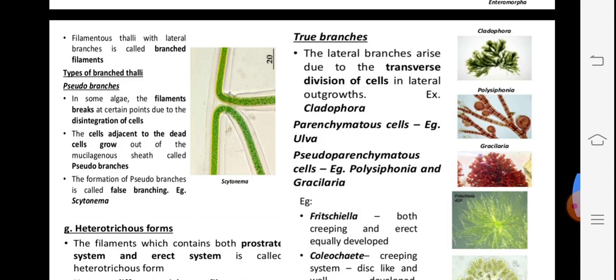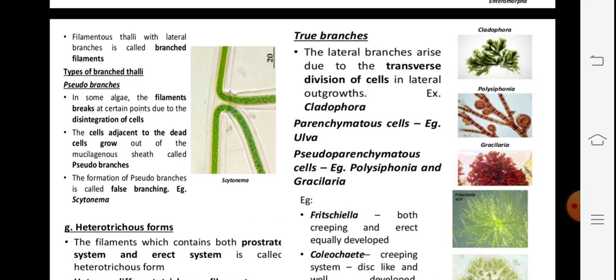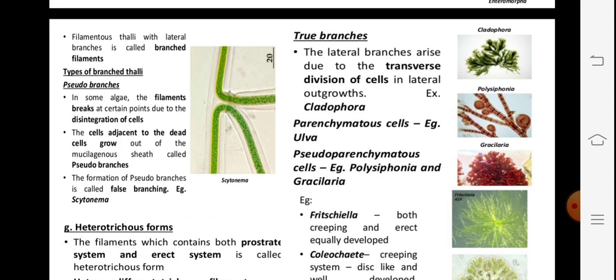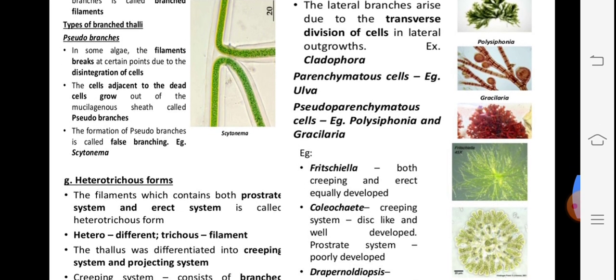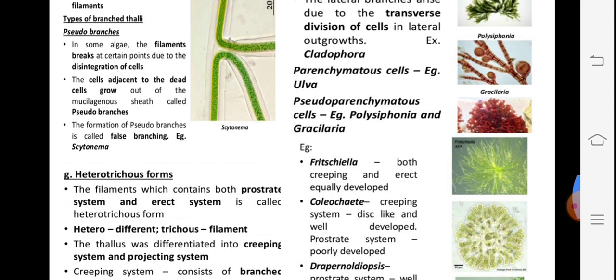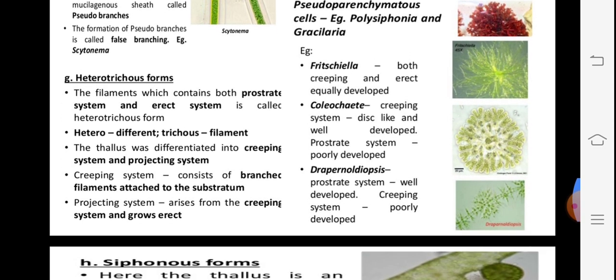Here on the right hand you see Cladophora. It shows transverse division of the cells, and so lateral branches are developed. Then parenchymatous cells are present in Ulva. Then pseudoparenchyma in Polysiphonia and Gracilaria. So they are from Rhodophyta. Then Fritschiella we know, creeping and erect, which is green in nature, Chlorophyta.